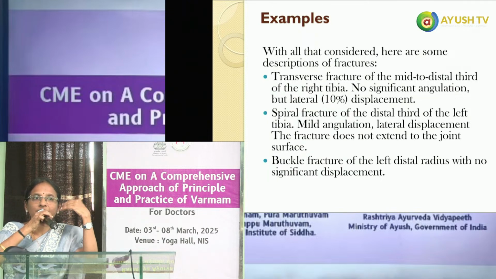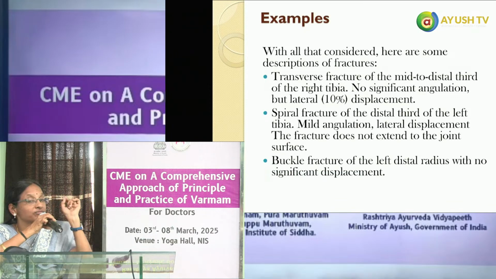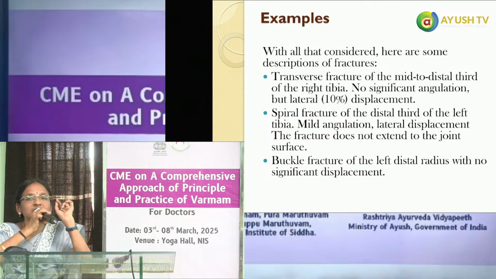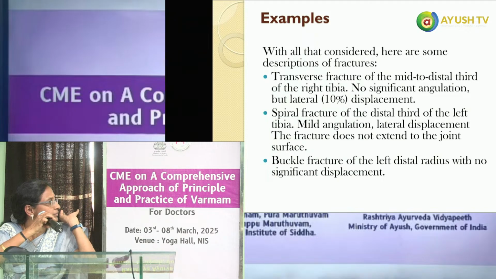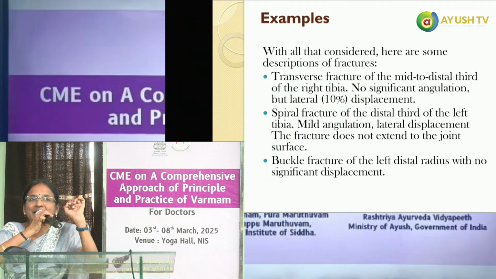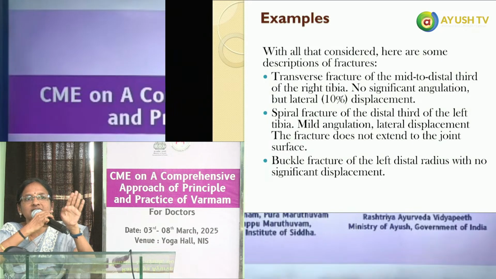When they describe it like this, we will have to imagine how the fracture is. Of the right tibia, no significant angulation. So the upper segment and the lower segment do not form an angle. But lateral displacement 10%. So the distal fragment has moved slightly, about 10%, from the straight line.